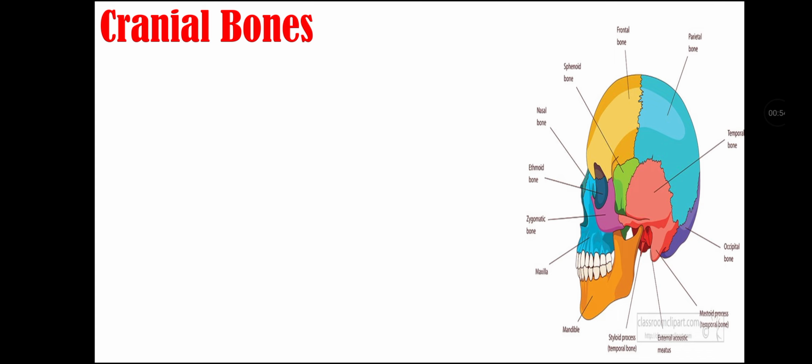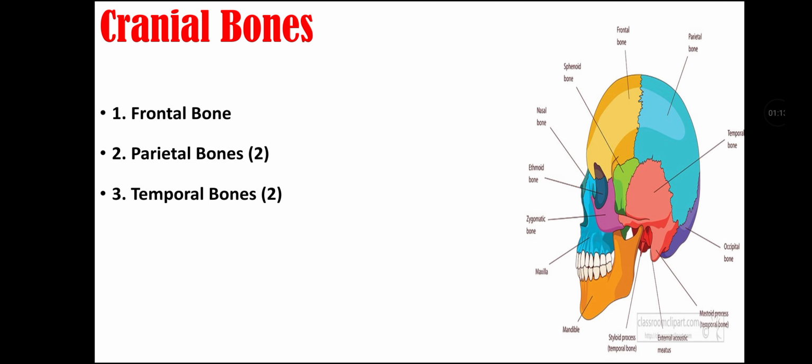Now let's talk about these cranial bones. So we have 8 cranial bones that include one frontal bone. As you can see in the diagram, the yellow color bone is the frontal bone. Second bone is 2 parietal bones. You can see in diagram the blue color bone just behind the yellow color bone is parietal bone. Third is temporal bone. You can see in the diagram the red color bone just below the parietal bone is the temporal bone. Fourth cranial bone we have is occipital bone, and you can see in the diagram the purple color bone behind the parietal and temporal bone is the occipital bone.